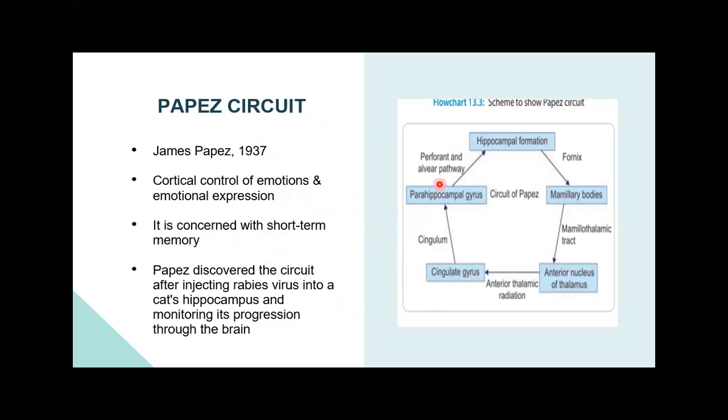Papez circuit starts with the hippocampal formation. Through the fornix, it goes to the mammillary bodies. The mammillary bodies go through the mammillothalamic tract to the anterior nucleus of the thalamus, and to the cingulate gyrus, and then to the parahippocampal gyrus, and again back to the hippocampal formation. Papez discovered the circuit after injecting rabies virus into a cat's hippocampus and monitoring the progression through the brain.